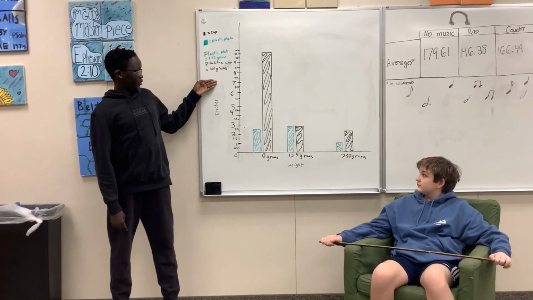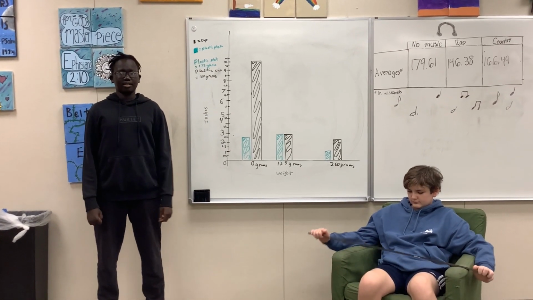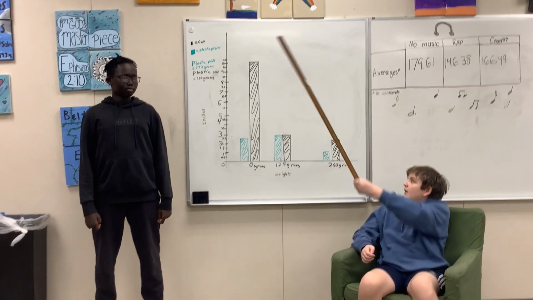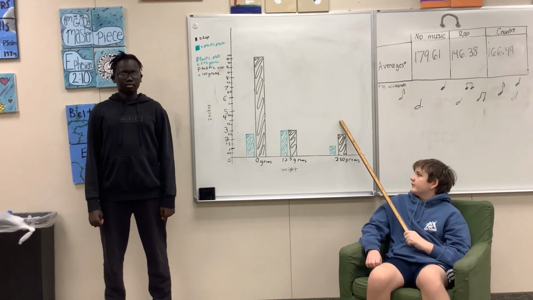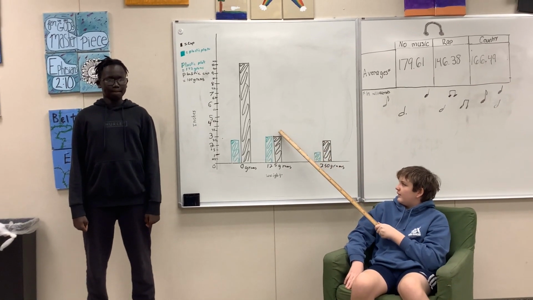Here's our final graph. We started with 0 grams because the plate and the cup have a weight of their own. So as you can see right here, the cup went farther than the plastic plate in both times except for the 125 gram.